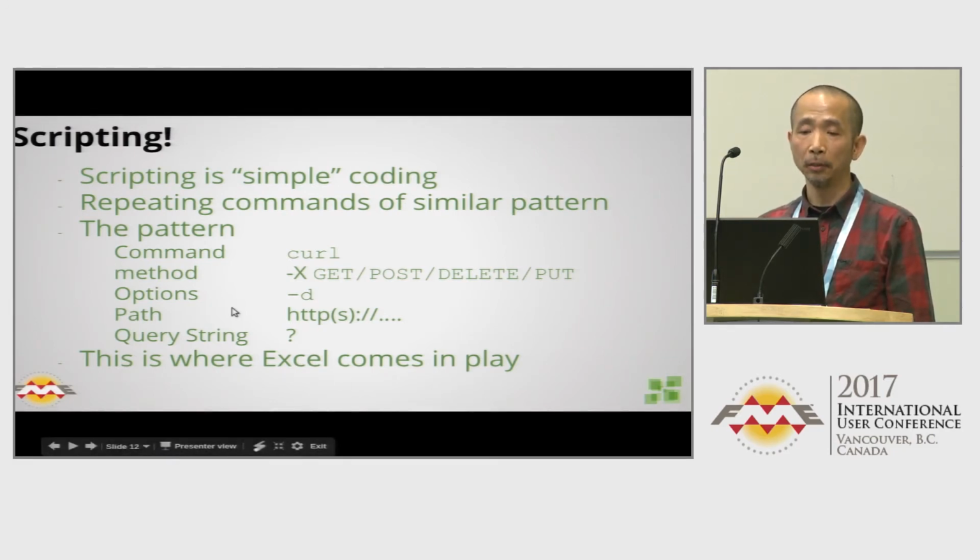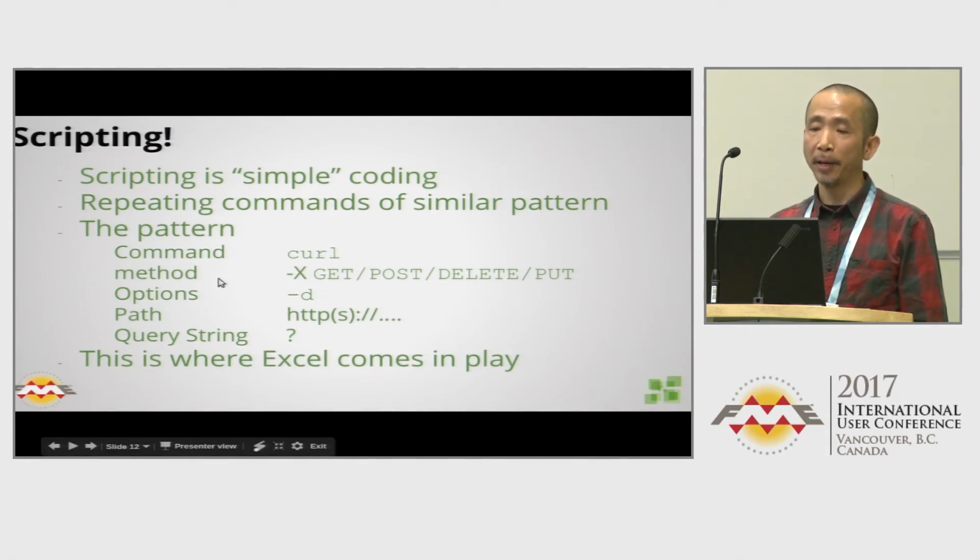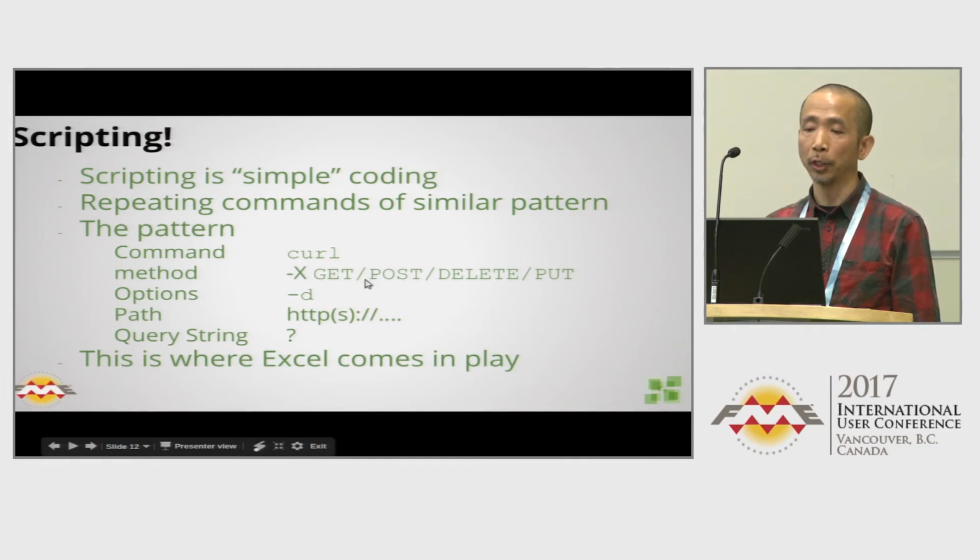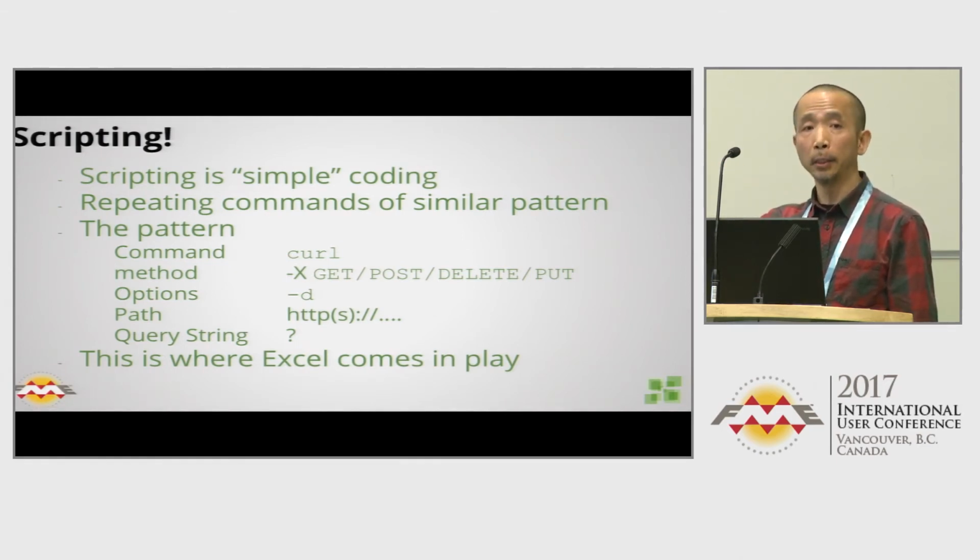The first is curl as a command. Then you identify the method. Methods start with dash capital X, and you get GET, POST, DELETE, PUT. So most likely for our server provisioning, we'll use POST, DELETE, or PUT. And there's an option for -d, which is required if you're using the POST, DELETE, or PUT method. Okay. Then the path with query string. The path would always point to your own instance of the server, with v3 of the REST API in this case, and we'll do it. And this is where Excel comes into play.